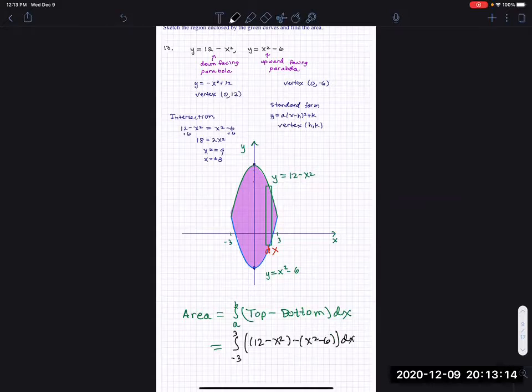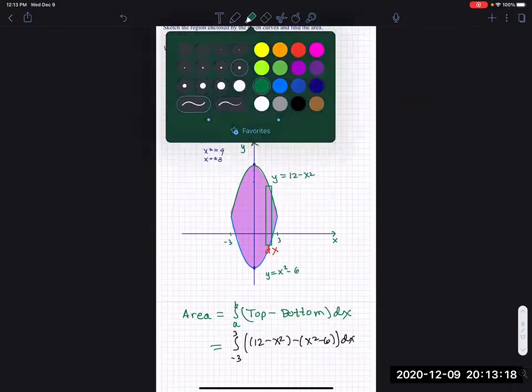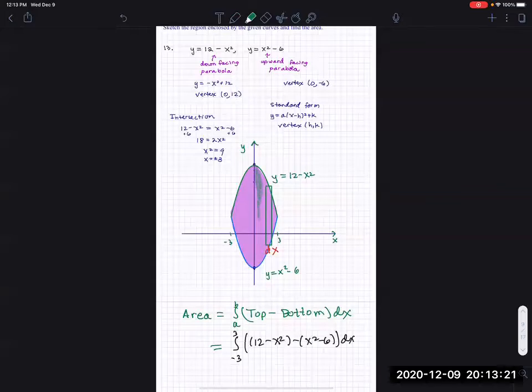Now the thing is, I'm going to use symmetry. Some people are like, why would you do that? Because it's going to make it easier. I'm just going to find the area of the part to the right.